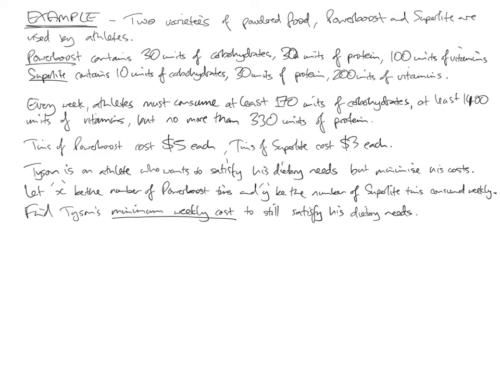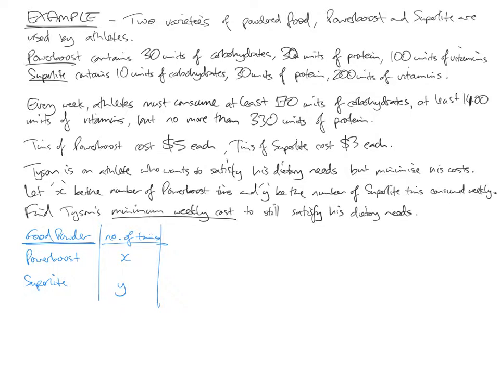So, how do we go about doing this? Well, as discussed in the last exercise, it's good to do a table to summarize all of the things that we need. So, what are we talking about here? Food powder: one of them is Power Boost, one of them is Superlight. Conveniently, we've been told the number of tins is going to be X and Y. So the second column's done.